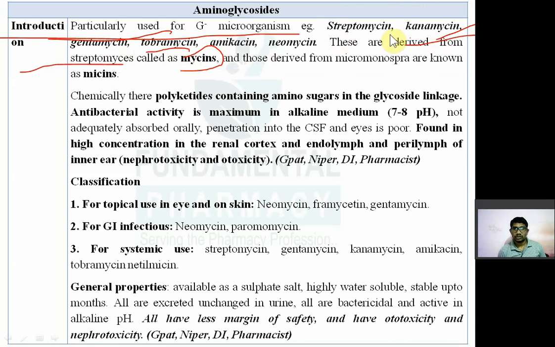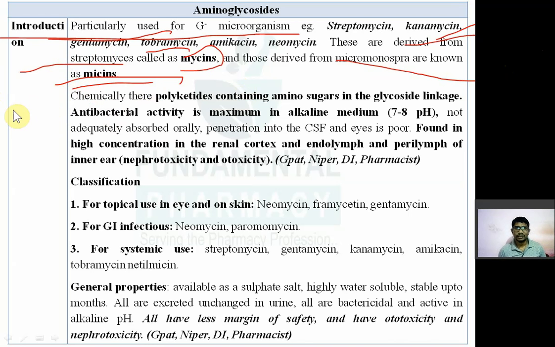So gentamicin. And those drugs which are derived from Micromonospora are known as the "micins", M-I-C-I-N. Those derived from Streptomyces end with "mycin", so streptomycin. And those derived from Micromonospora, known as the micins, for example gentamicin, have this "micin".